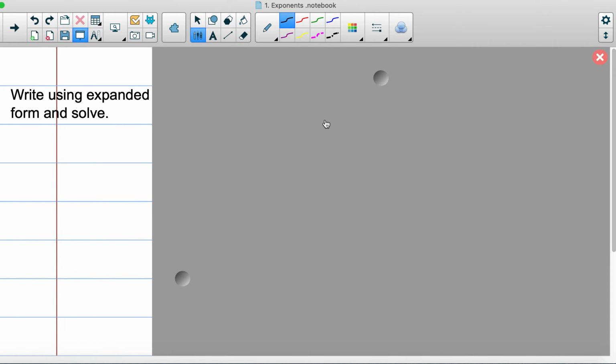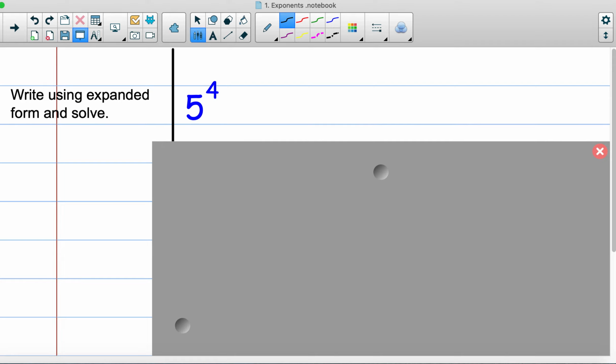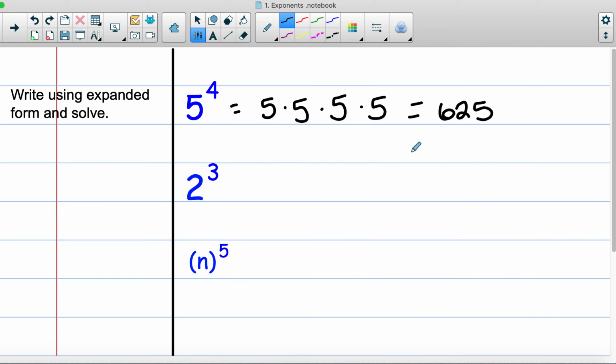Now we're going to try to write them in expanded form and solve it. So we have 5 to the 4th power, which would be 5 times 5 times 5 times 5. In this case, you can use a calculator and go ahead and type it in. And you would get 5 times 5 is 25, times 5 is 125, times 5 is 625. So I'm going to have you stop the video now and try the next two.